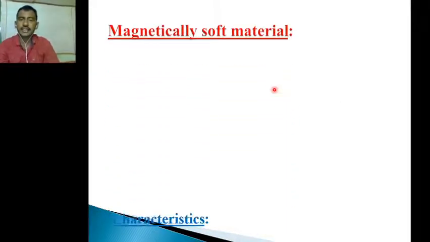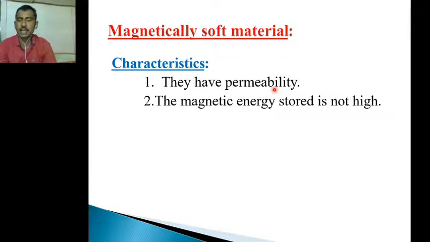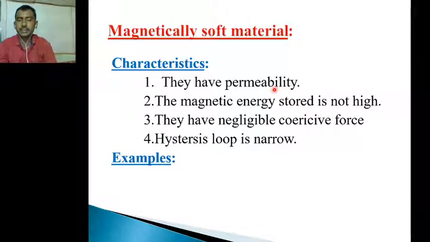So next, magnetically soft materials. These magnetic soft materials have some characteristics. What are those characteristics? The first one is permeability, the ability to have magnetism in itself. That means magnetically soft materials have the magnetism property, but the magnetic energy is not stored to a high degree. That means the total energy will be transferred from one form to another. It won't absorb the energy, and they have a negligible coercive force.